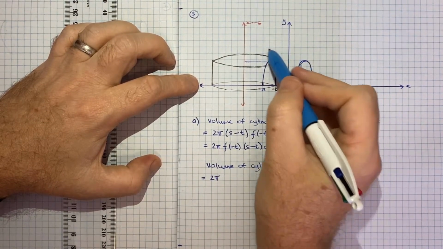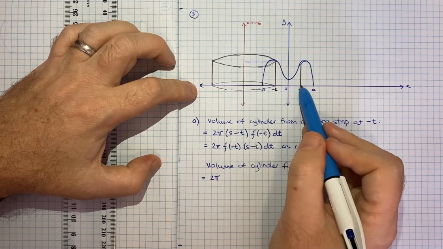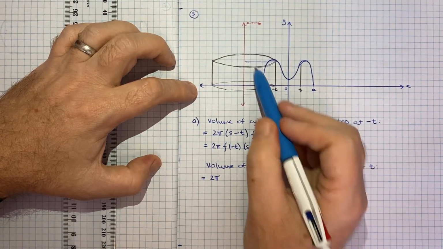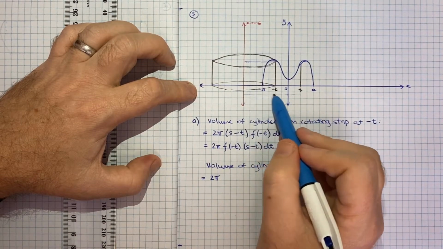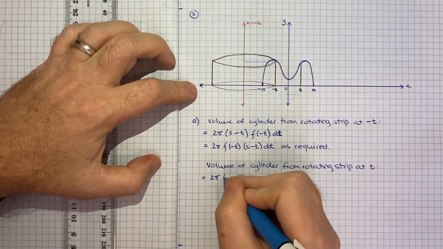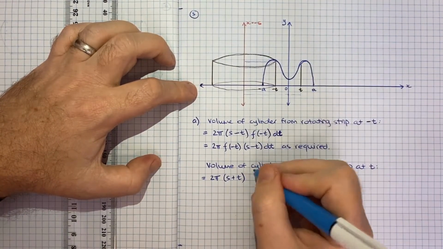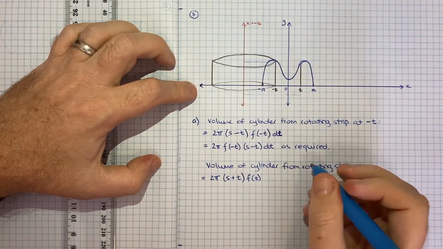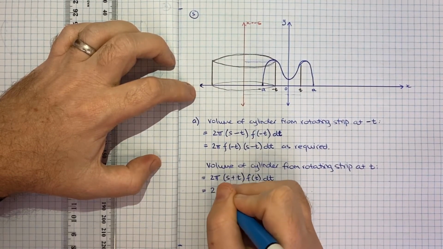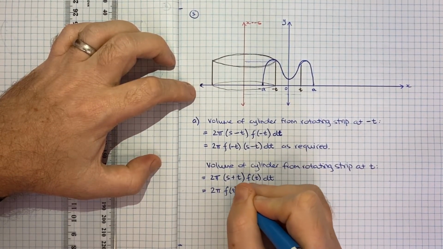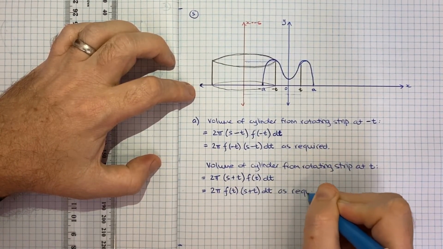the radius of this cylinder. The radius will be now from here all the way to here. So this distance from here to here is s, that's the magnitude, plus t. So we're going the distance s plus t. The height is the value of the function at t, which is f of t. And then the width of the strip is still dt. So again, just a minor rearrangement to put it in exactly the format that the question had it. And that's what the question wanted us to show.